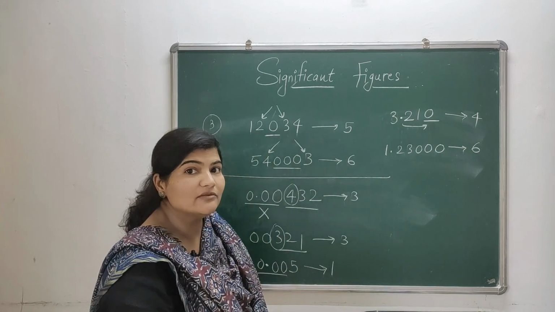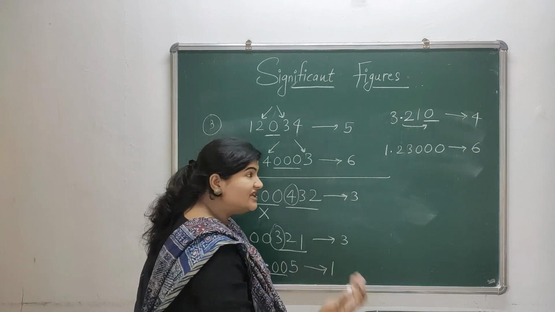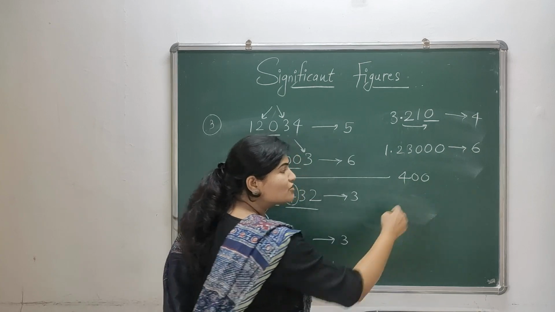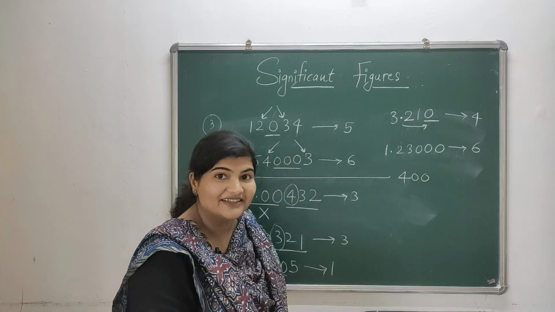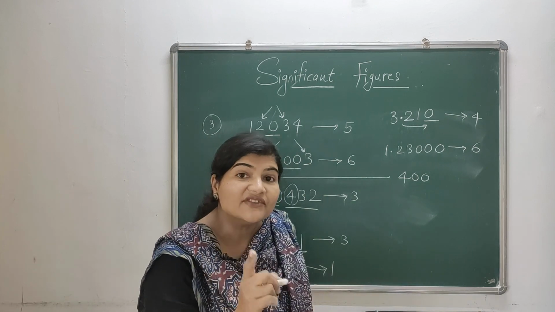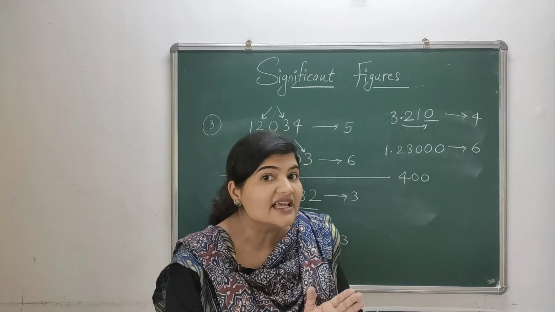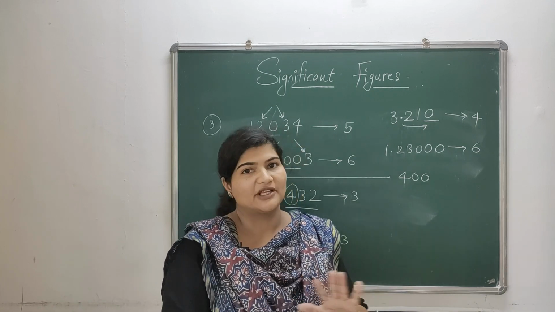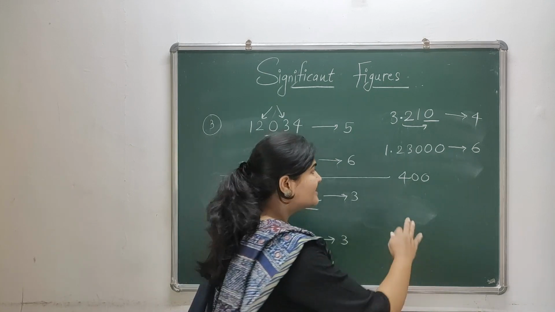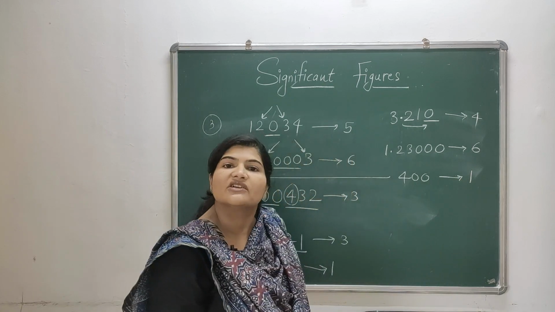Now let me tell you one more rule. I am talking about terminal zeros. So it may happen that I have a figure like 400. Here also the zeros are terminal, right? But they are not significant. If there is no decimal point, if the zeros are not on the right side of a decimal point, they will not be considered. So in this case, when there is no decimal point, this 400 has only 1 significant figure.